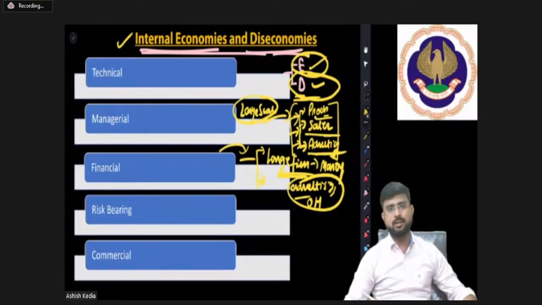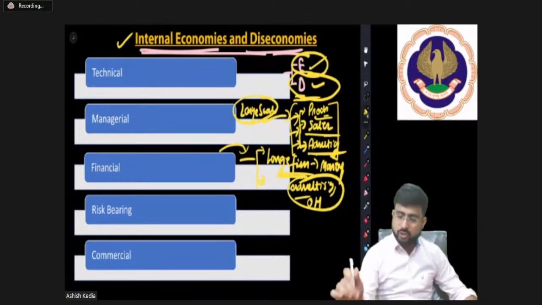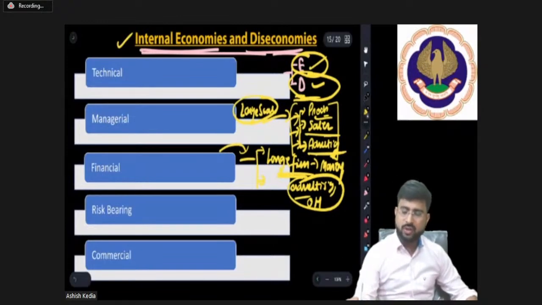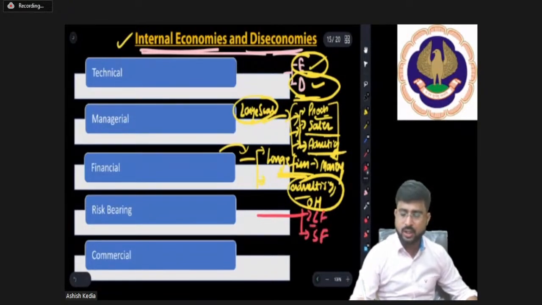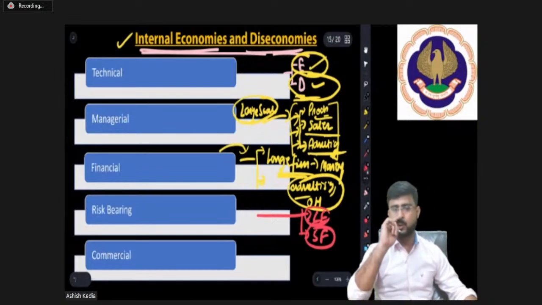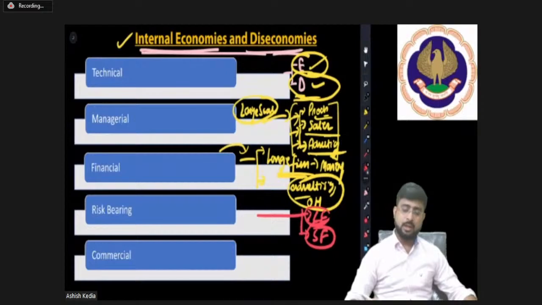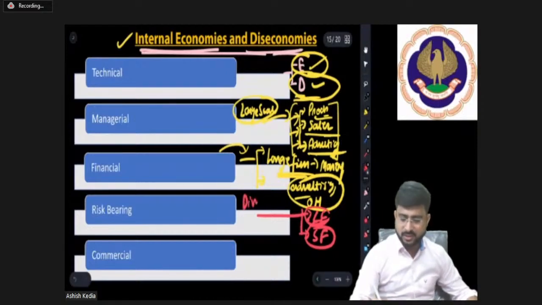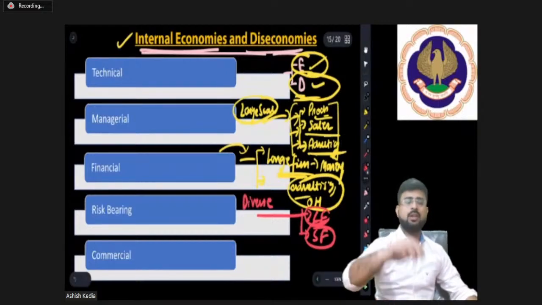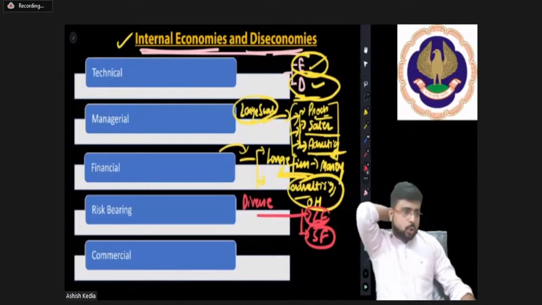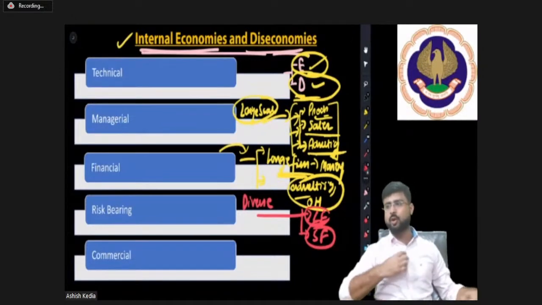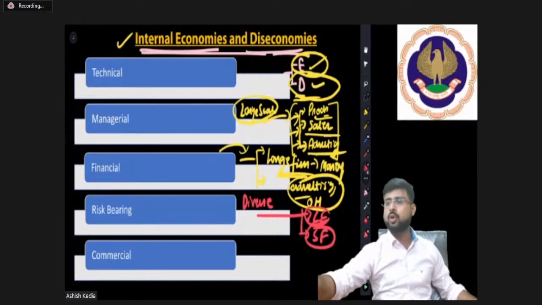Risk bearing. Guys, you all tell me, who is in a better position to face economic upturns and downturns? A large firm or a small firm? That is a firm operating on a large scale or a firm operating on a small scale? Correct. A firm operating on a large scale. Why? Because they have diverse businesses. I'll give you an example. Suppose you only have a hotel. You are only in the hotel business.